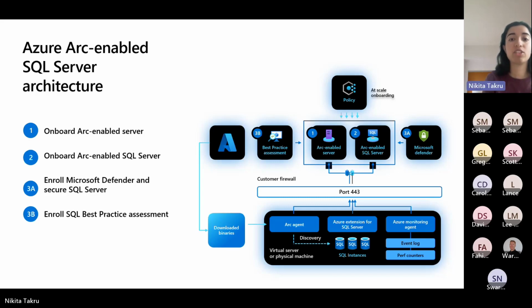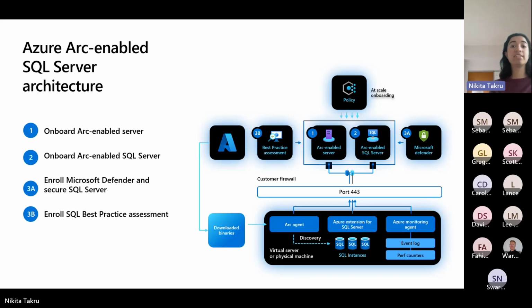The first step is to Arc-enable your server. This means you're going into the operating system level and you're installing the Arc agent. And this Arc agent is actually an equivalent of a software or the IaaS agent. And what this agent will then do is it will discover the SQL instances which are running on that box. That then signals to Azure that there are some SQL servers which should be Arc-enabled, and then the extension for SQL Server will automatically be installed on the Arc agent.